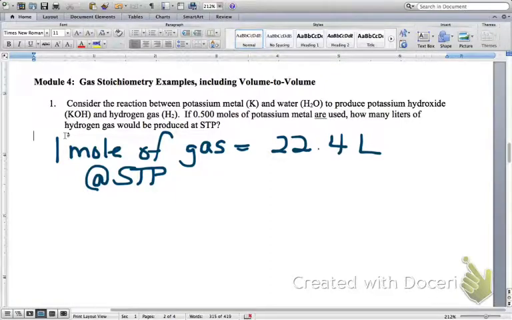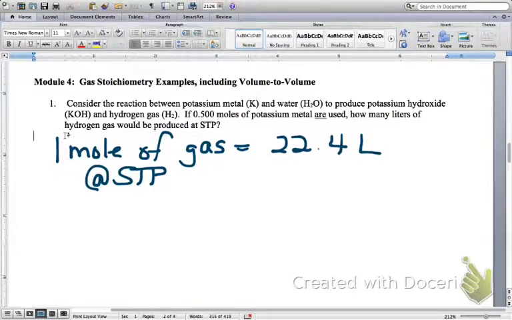That particular equivalent statement can be put in the form of a conversion factor. A conversion factor is just taking an equivalent statement and putting it in the form of a fraction. We can put 1 mole over 22.4 liters, or we can put 22.4 liters over 1 mole, depending on how we need to set up the problem, what units we start with, and what units we're trying to end with, okay? But that is going to be the equivalent statement that we're going to need to use in these problems.